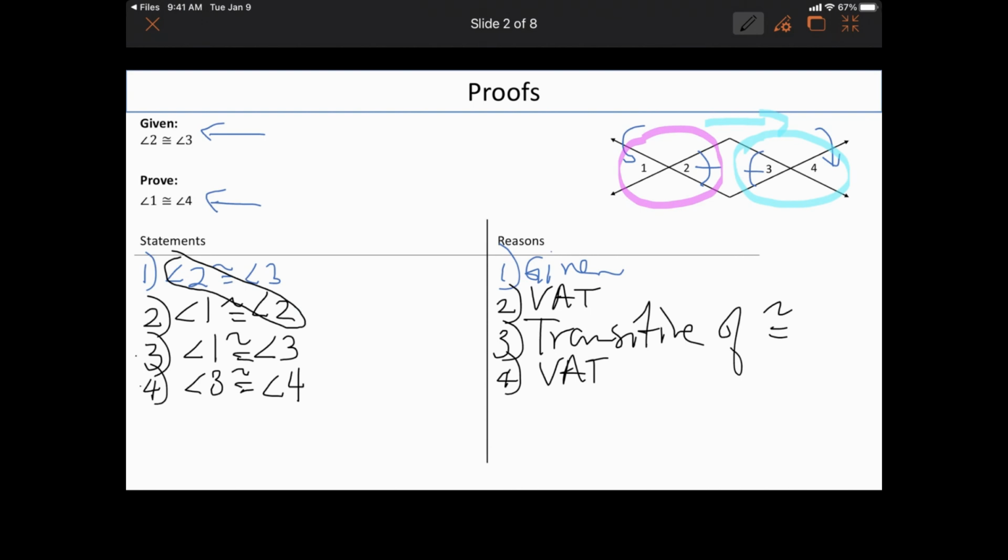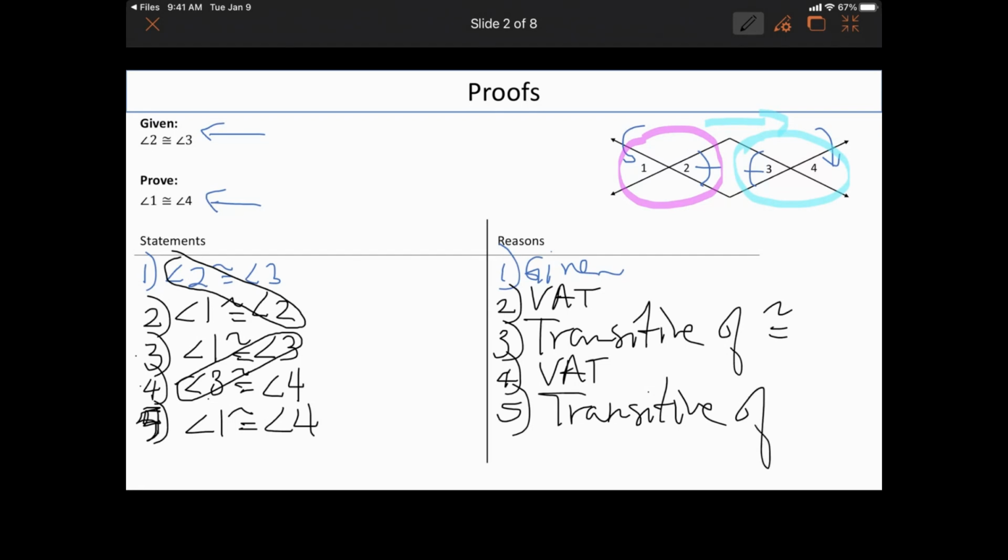Is there anything I can conclude? Well, again, I see that these 2 are equal now. Well, if angle 1 is congruent to 3 and 3 is congruent to 4, that must mean 1 is congruent to 4. And that is, again, the transitive property of equality. Now, is there anything else to conclude? Oh, no, wait, look. That's what I was proving. So if that's your last line, we're done. Done.